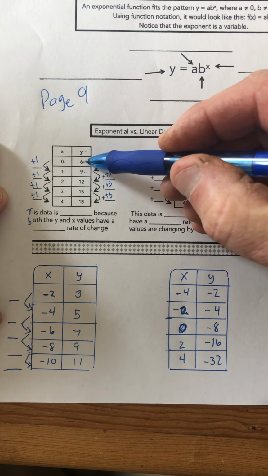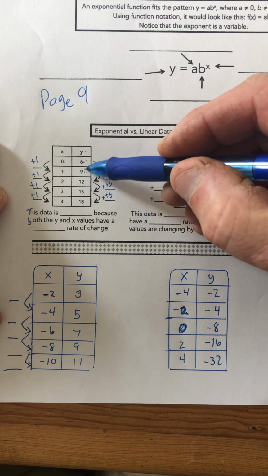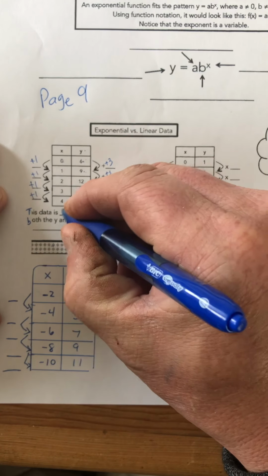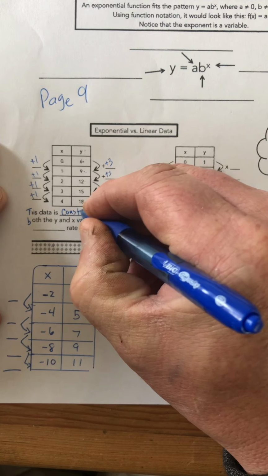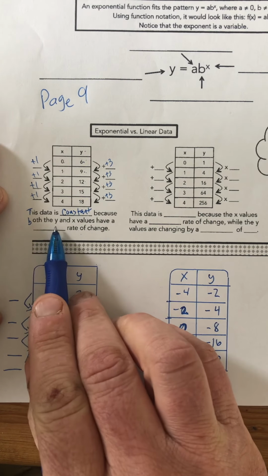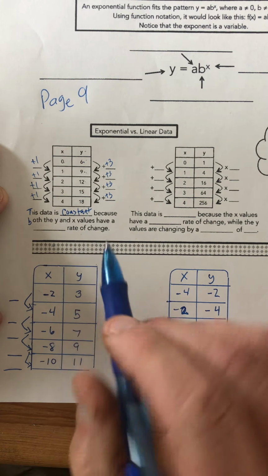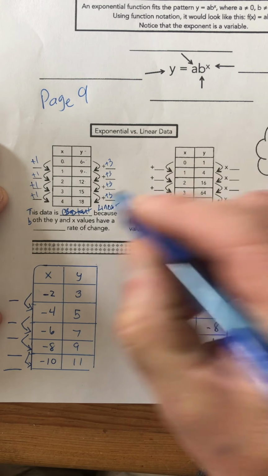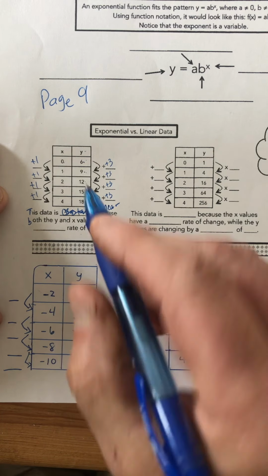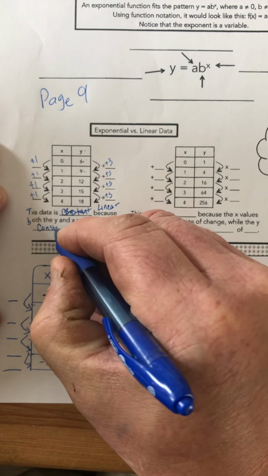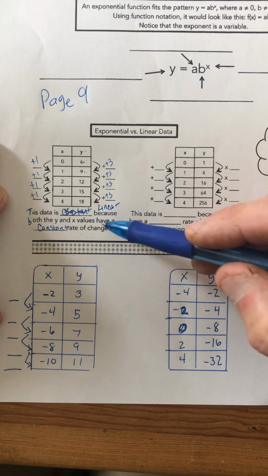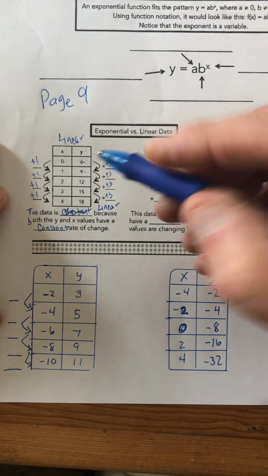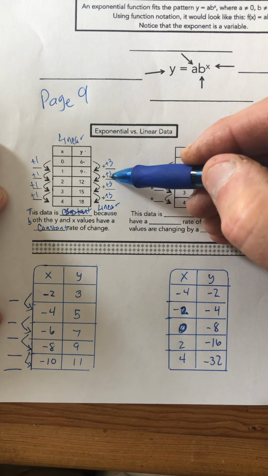There's no way that we can multiply to get from a 6 to a 9 and using that same number to get from a 9 to a 12 and so forth. So this data is called linear, because both x and y values have a constant rate of change. Okay, so this is a linear chart. We're using addition on both sides of the chart.